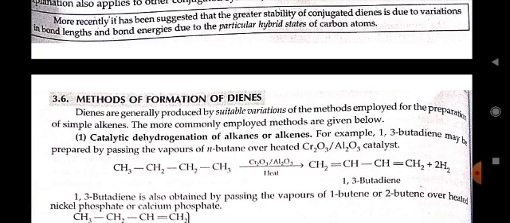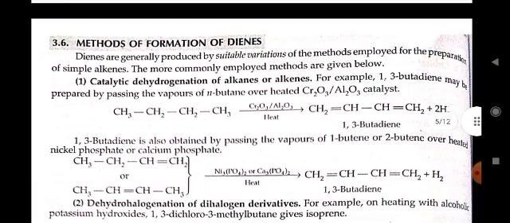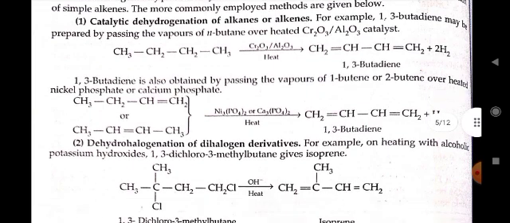Catalytic dehydrogenation of alkenes or alkanes. For example, 1,3-butadiene may be prepared by passing the vapors of n-butane over heated Cr2O3 or Al2O3 catalyst. 1,3-butadiene is also obtained by passing the vapors of 1-butene or 2-butene over heated nickel phosphate or calcium phosphate.